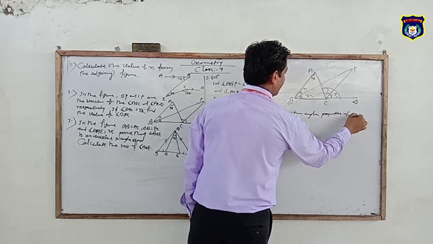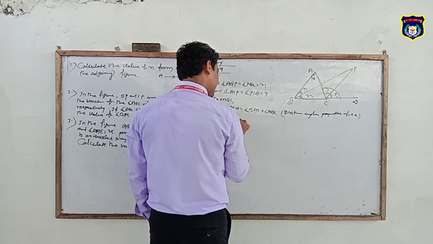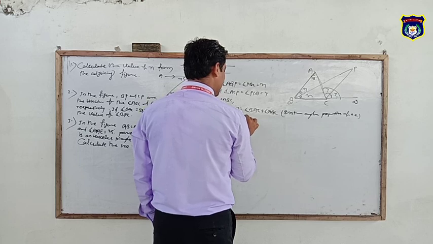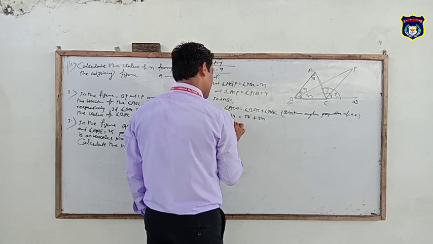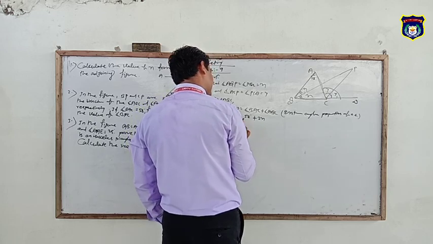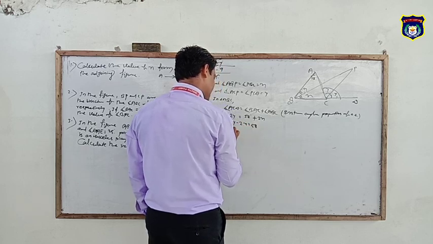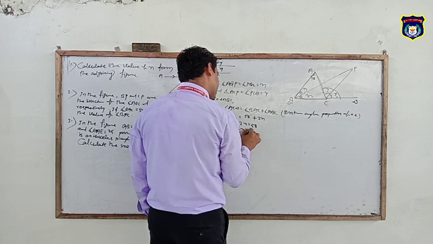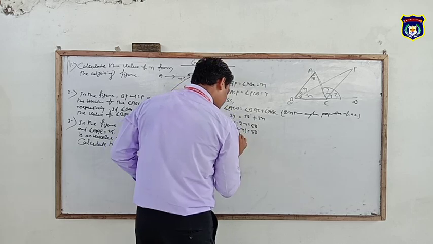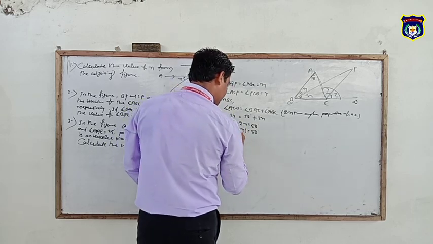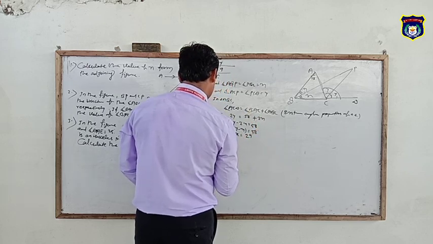Of a triangle. The value of angle ACD is 2y, angle BAC is 58 degrees, and angle ABC is 2x. So 2y minus 2x is equal to 58. Here 2 is common, so y minus x is equal to 58 by 2, which is 29.